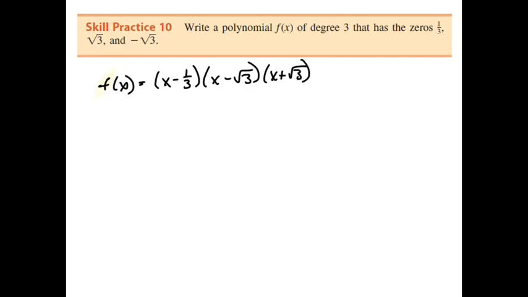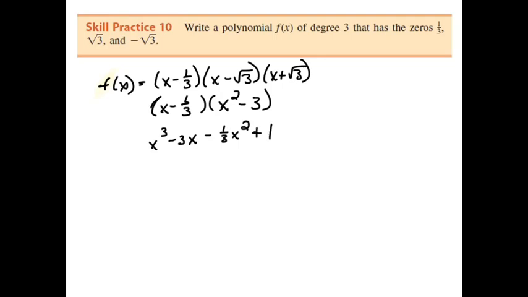Okay? Well, these, when we multiply, this is going to be x squared minus 3 when I multiply that out. And then I have to multiply by x minus 1/3. So we'll distribute the x across first. That'll give me x cubed minus 3x. Then we have minus 1/3 x squared, and then plus 1.